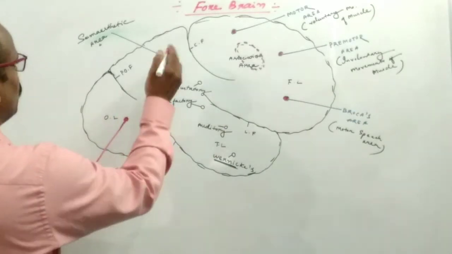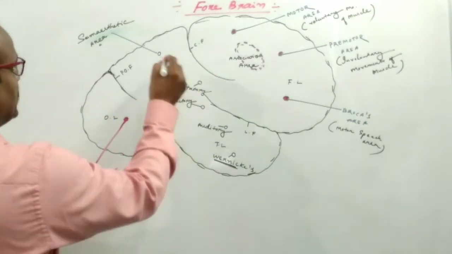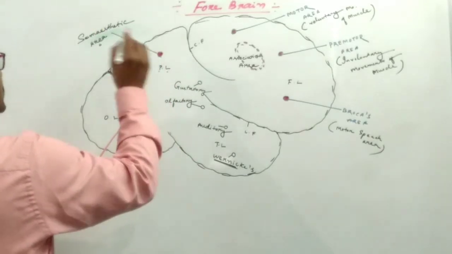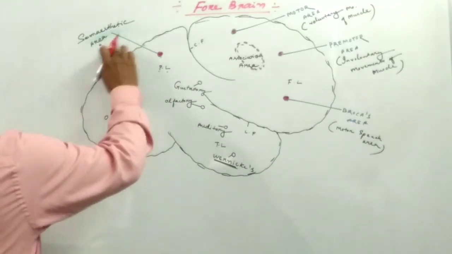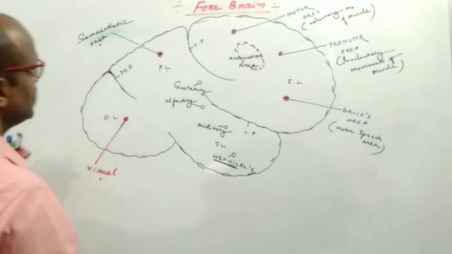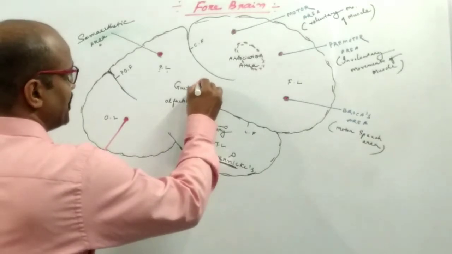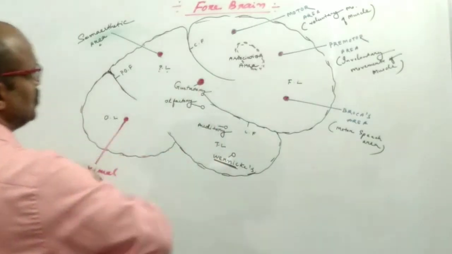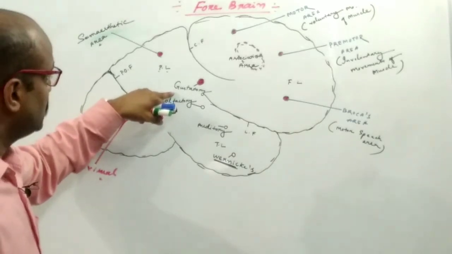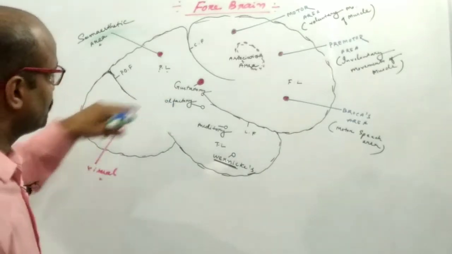The parietal lobe has two important sensory areas. One is the somaesthetic area, which regulates general perceptions like pain, touch, temperature, and pressure. Another is the gustatory area, related to the tongue, which regulates the sense of taste.